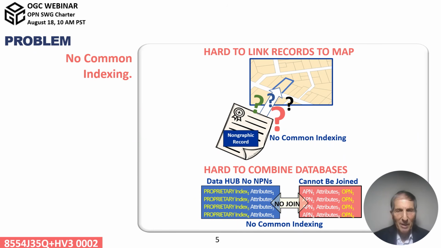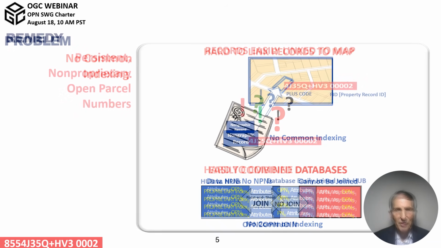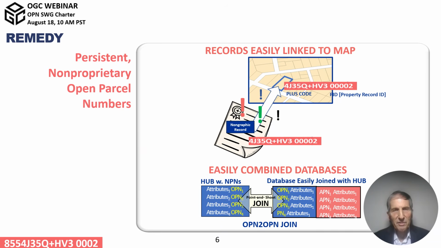Problem: no common indexing. Hard to link records to a map. Hard to combine databases together. Remedy: persistent non-proprietary open parcel numbers. Records easily linked to maps. Tables easily combined together with OPN to OPN join.